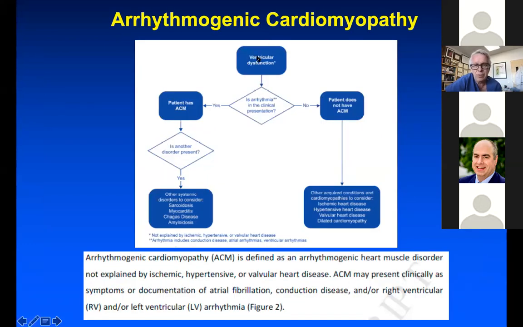So the idea is, do you have ventricular dysfunction? Yes. Is there arrhythmia in the clinical presentation? Yes. Then the patient has ACM. Is another disorder present? Yes. So the things that fall into ACM now are sarcoidosis, Chagas disease, amyloidosis, myocarditis. And I think it's a way to sort of view people, but they're taking a big tent approach.